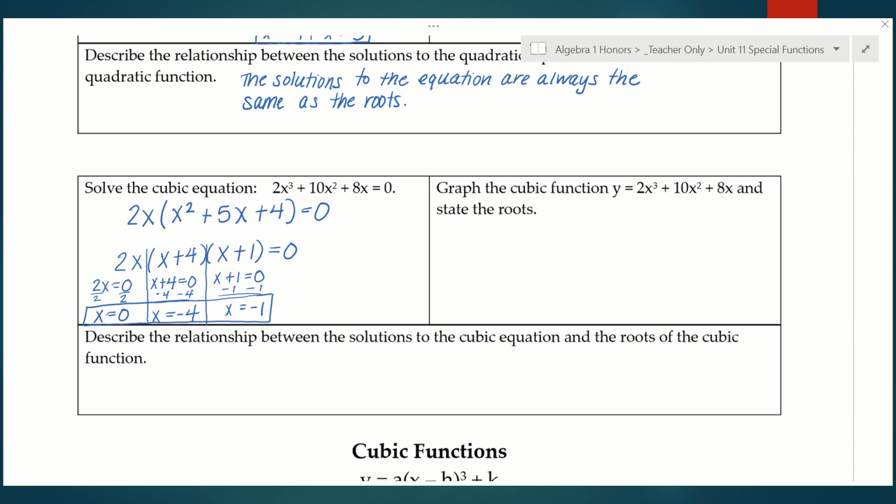So let's see if we can get those same roots by graphing. Okay, so go ahead and open up a new graph, and we're going to type in the equation just as we see it here. So 2x to the third plus 10x squared plus 8x.